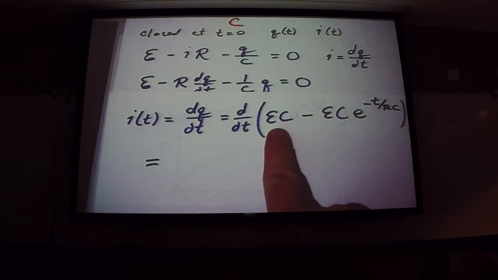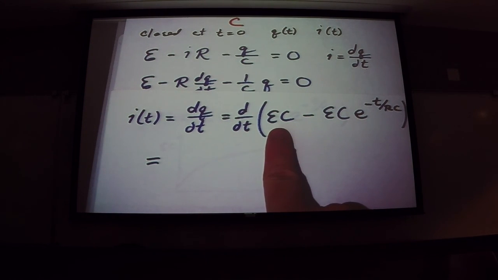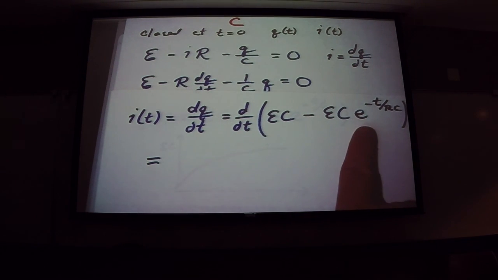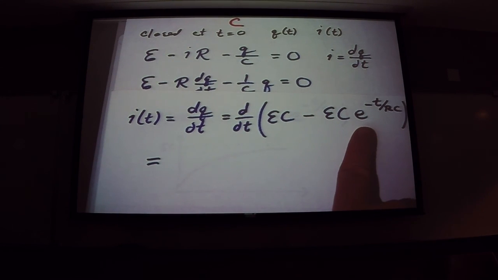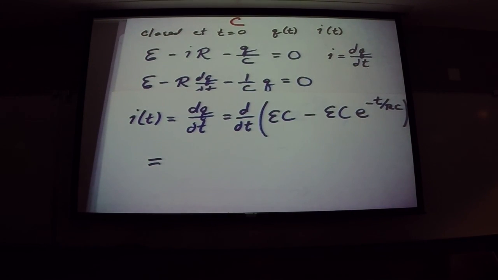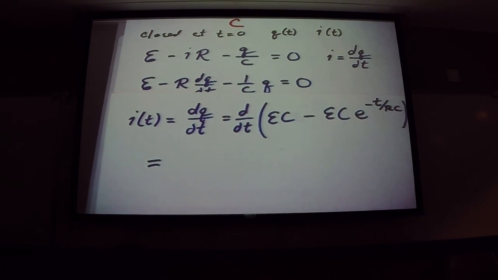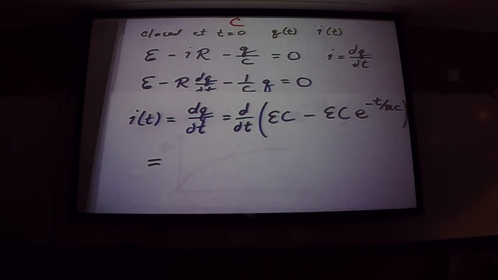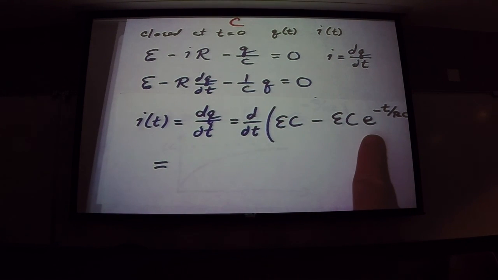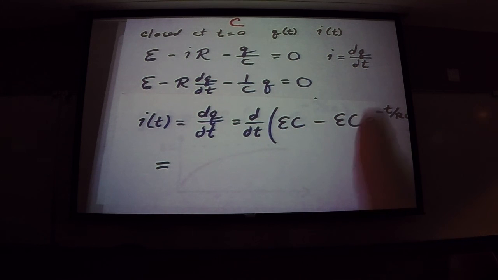Yes? Then E is the voltage. The curly E is the voltage of the battery. Oh, this little e is the exponential, the inverse natural logarithm, 2.7 and so on, whatever that number turns out to be. That e, the exponential function, is not the electronic charge. That doesn't make any sense.